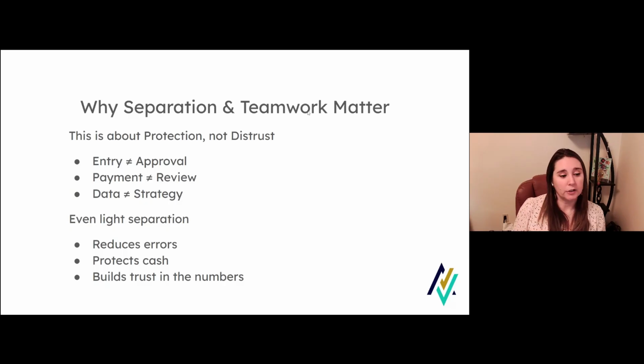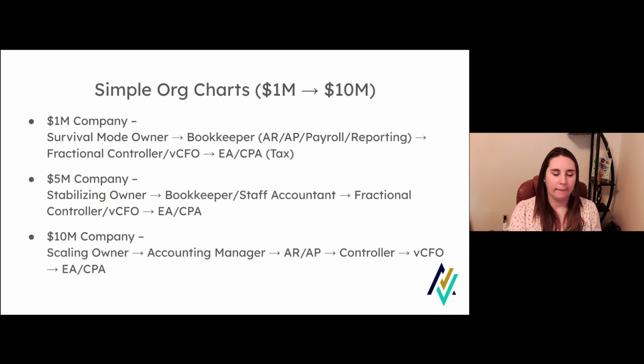So it reduces errors, it protects cash, and builds trust in your numbers. This is kind of a generalization of maybe where a company may sit and who is involved with it. So a $1 million company, depending on the transactions, is typically one person, mostly the bookkeeper, that's doing all of it, the AR, AP, payroll reporting, and all of that.